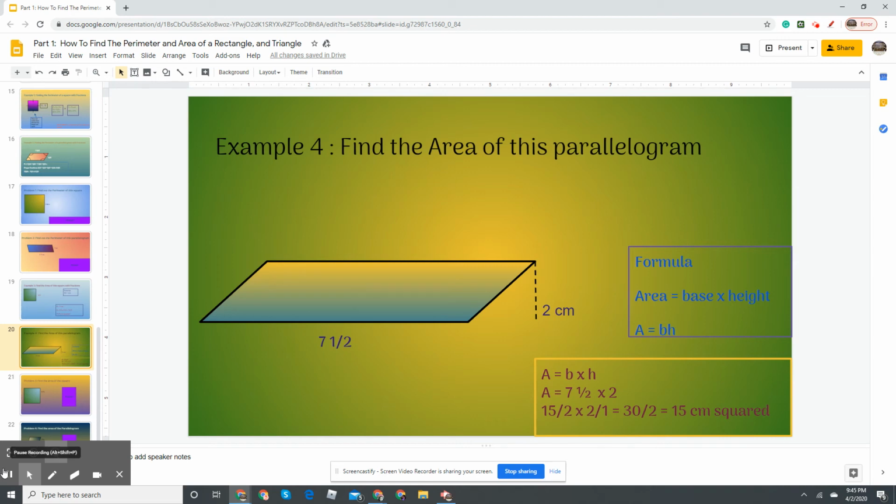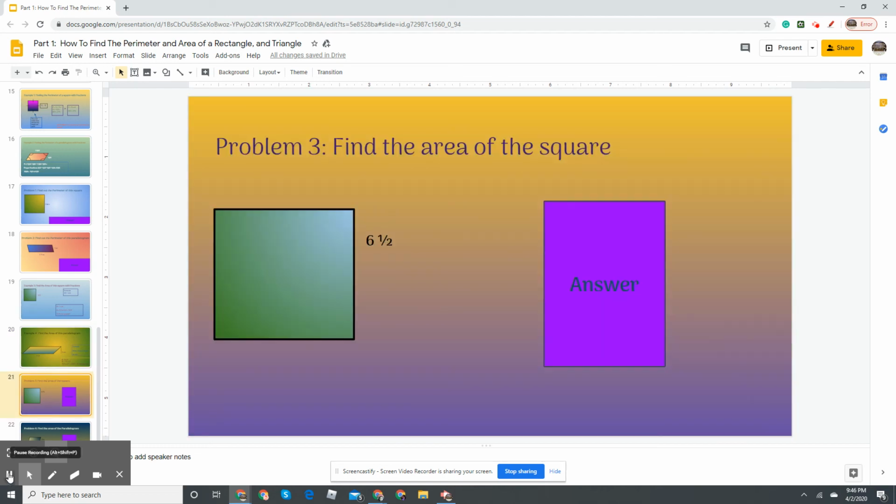The formula for the parallelogram is area equals base times height. So the base for the parallelogram is 7.5. The height is the dotted line which stands up high and tall. This is the height. So the height is 2 centimeters. Area equals 7.5 times 2, which equals 15/2 times 2, which equals 30/2, which equals 15 centimeters squared. Pause this video and try problem number 3 on your own.